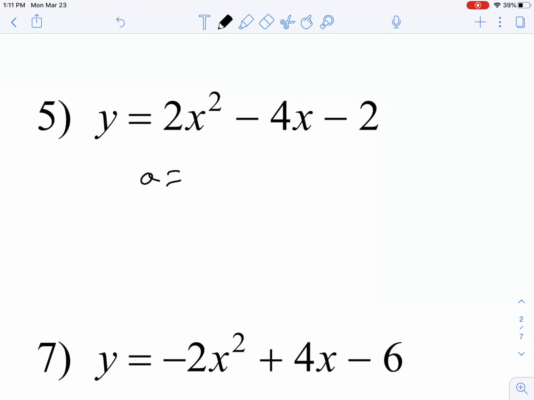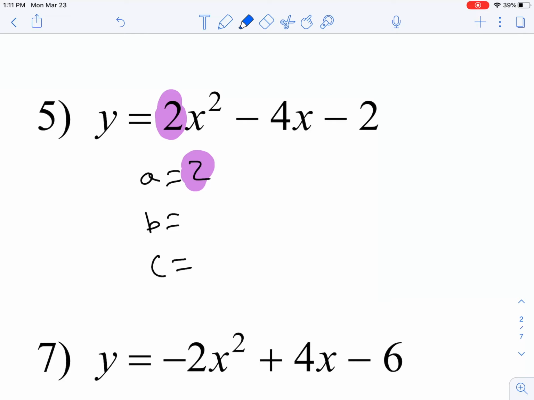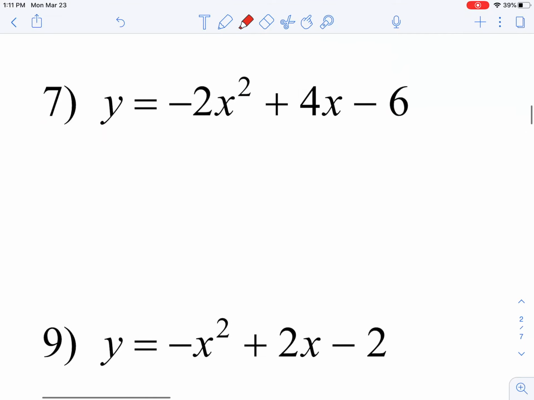Okay, so we have A equals, B equals, C equals. So A is 2. What is B? We should have -4. And C is -2. That's where we're getting those, A, B, and C. Really simple. So in this one, A is -2, B is 4, C is -6.